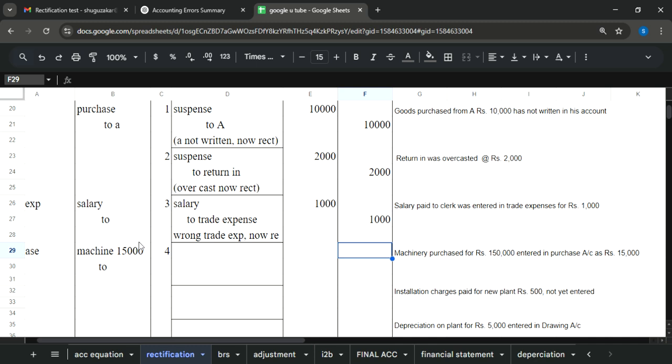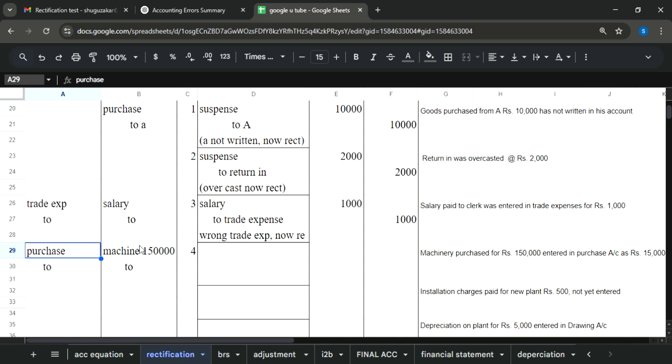Alright guys, so actual amount was 150,000 and by mistake you have written 15,000. So there are two types of mistake. Please don't consider it as double error. There are two mistakes. First, machinery was supposed to be written, but we have not written it. To rectify it, we will write machine.